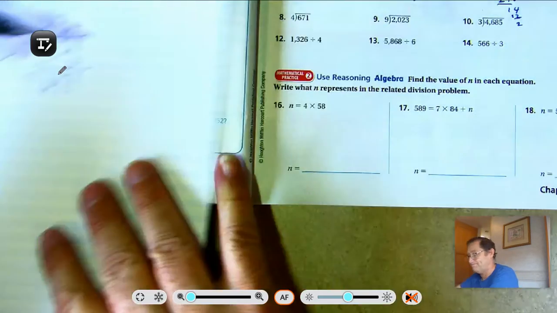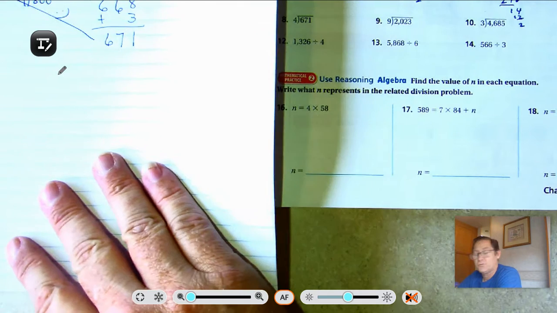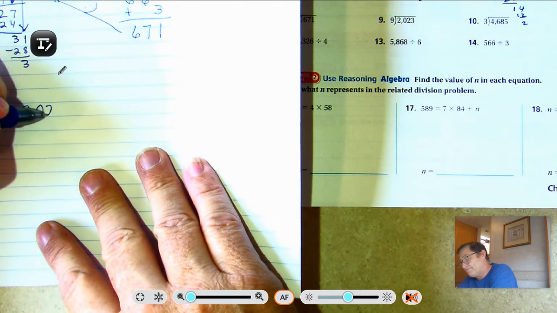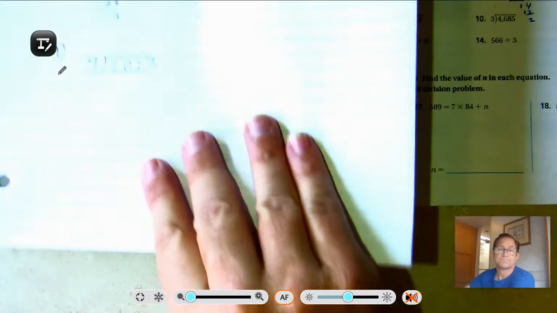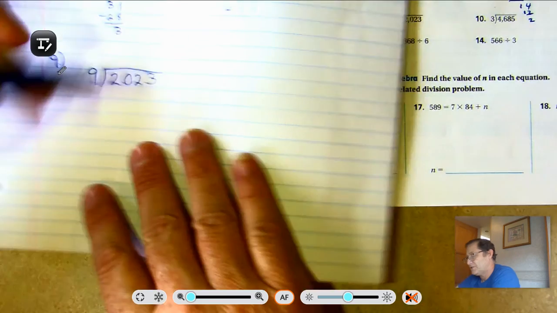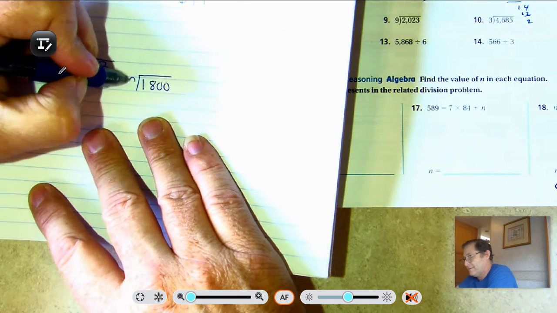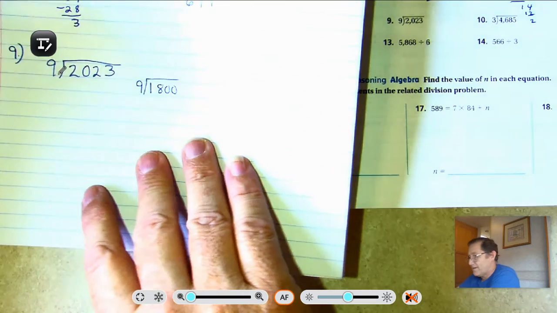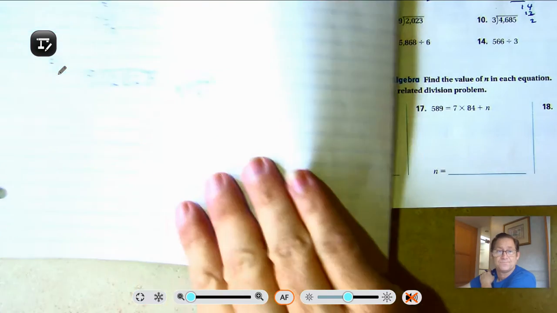Number 9. 2023 divided by 9. All right, multiples of 9. 9, 18, 27. 18 is closer to 20, right? So let's change 2023 to 1,800 and divide by 9. 18 divided by 9 is 2, so 200s.